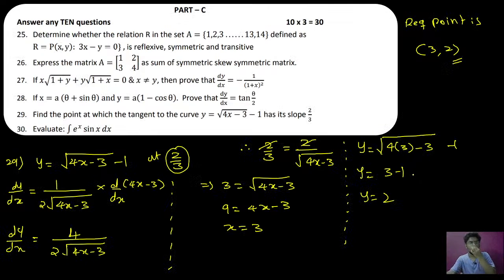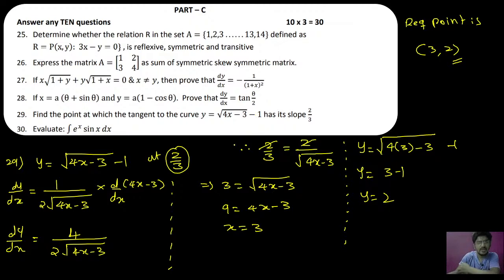Some of you were asking about the 29th problem. What is there in the 29th problem? Okay, so you just see about the 29th problem. Some of you have asked about it. You just see what they have given. Find the point at which the tangent to the curve y equals root of 4x minus 3, minus 1, has its slope 2 by 3.